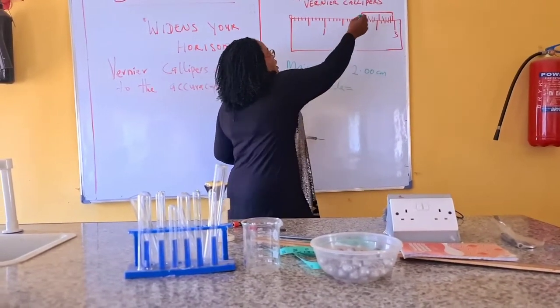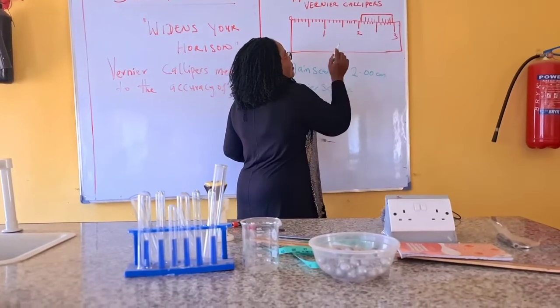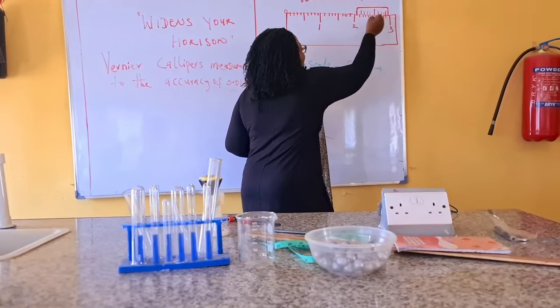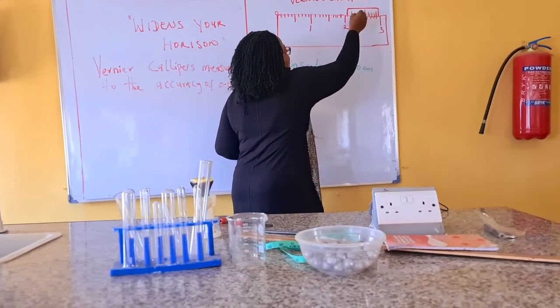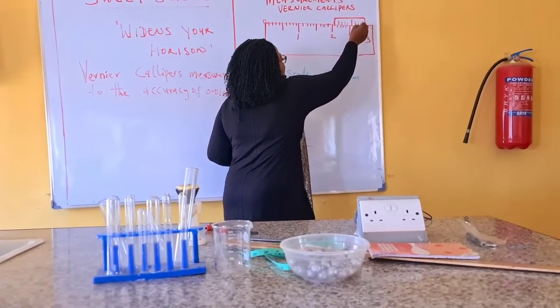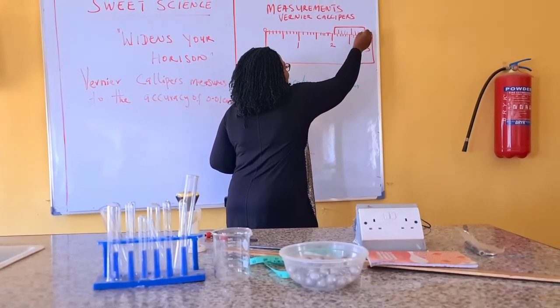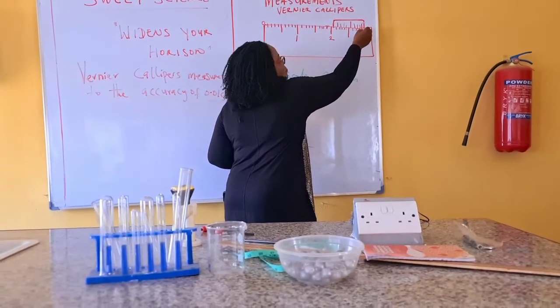Now you go to your vernier scale. This is your vernier scale. Remember, you are looking for the line that coincides with any line on the main scale. This line did not coincide. No, you can see it. They do not coincide. And then here, line 9 is coinciding with a line on the main scale.